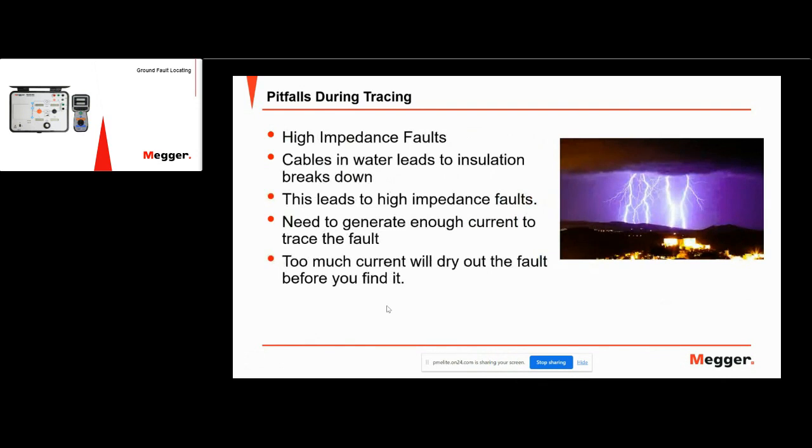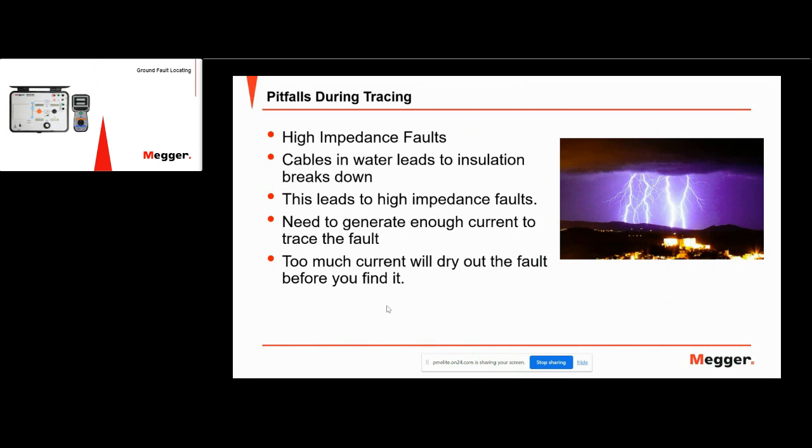And another thing we're going to look at is high impedance faults. Cables in water, that leads to insulation breakdown. And, basically, to be honest, if you have a low impedance fault, if your fault is 50 ohms or lower, it's really going to be relatively easy to find, because the majority of the current that you're going to trace with will flow to the fault.